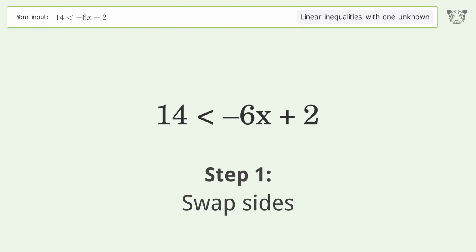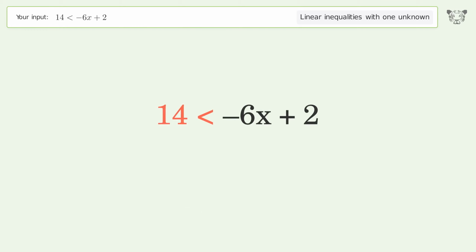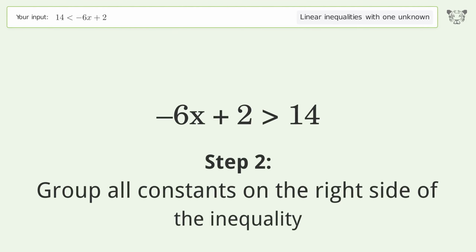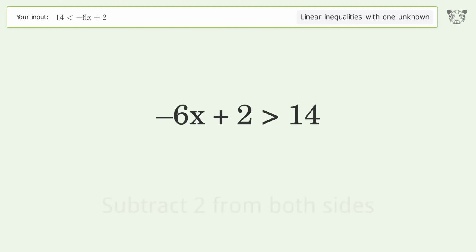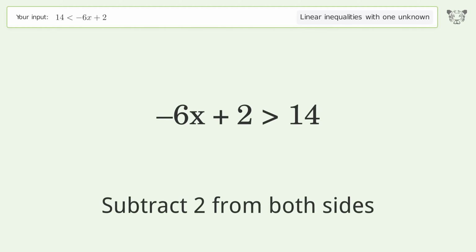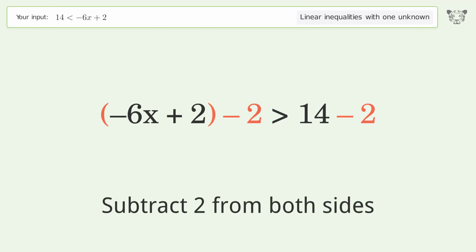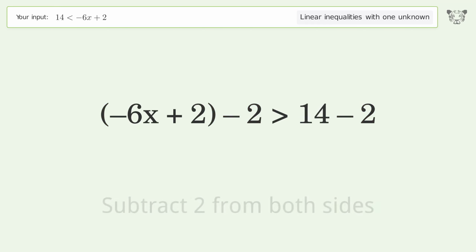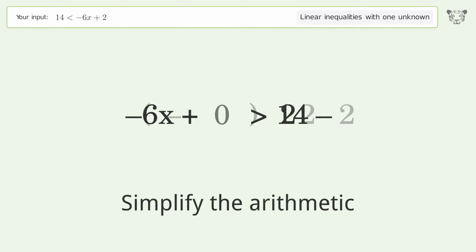Swap sides. Group all constants on the right side of the inequality. Subtract 2 from both sides. Simplify the arithmetic.